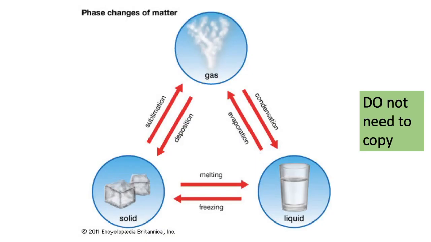Here we have a very simple, classic diagram of phase changes. And here we have solid going to liquid, which is called melting.